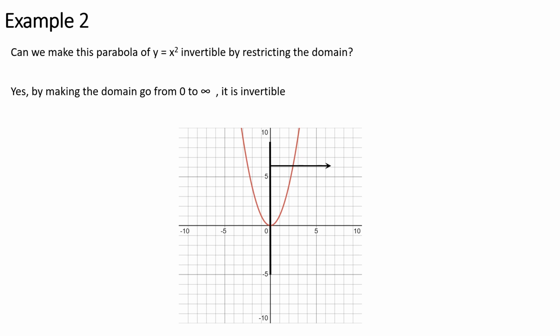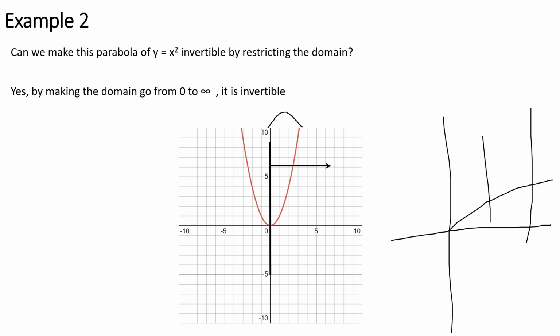Now, can we do this with a parabola? Yeah, we can make it so the domain only goes from 0 to infinity, as I've darkened here. So only this part. If I did make it an invertible function, it would look like that because I would not include the other side. And that passes the horizontal line test. Like I said, if we restrict the domain, not all numbers, but only from 0 to infinity, in this direction, I can make this an invertible function.